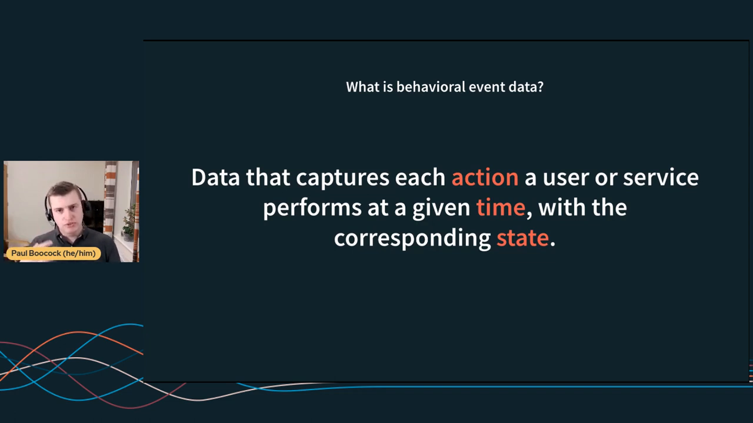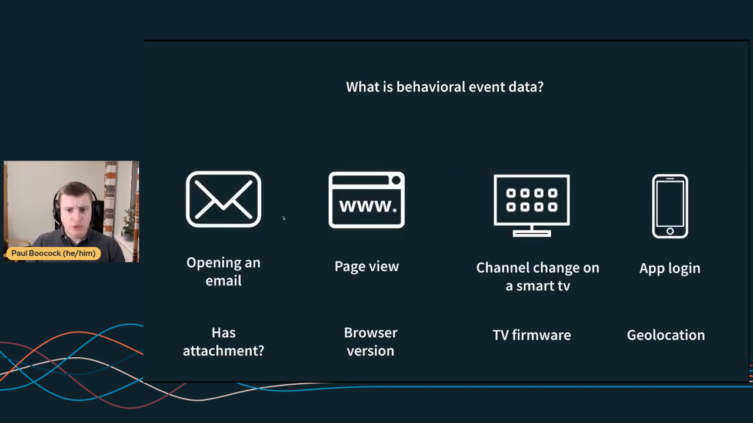Each of these actions that are done by a user or a service happen at a particular time, and they have a corresponding state as well. Event occurs. So there's usually like an event name, might have some properties, and often there's additional state with each of those events as well. So a few examples here. For instance, you may open an email. That's a user action. So the event might be open of email.